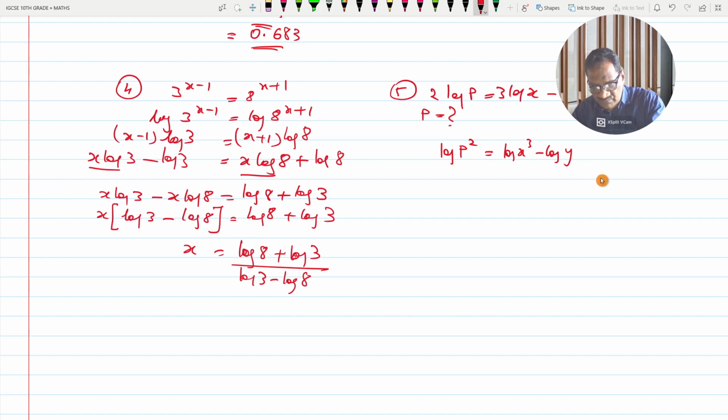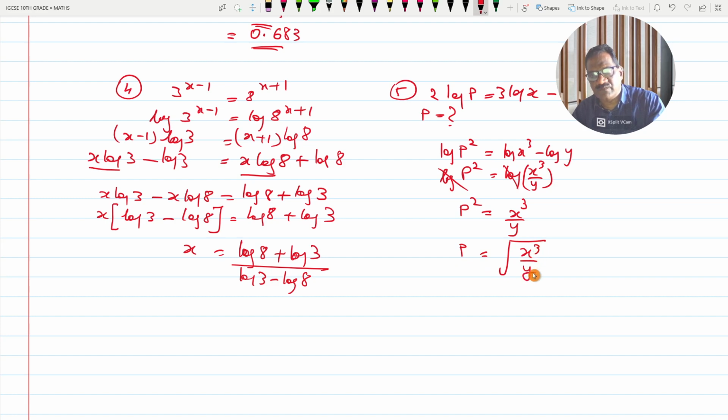Then what I'll do is, no, I'll not cut this out. Log of p square will be equal to log of, now this is the quotient rule I'm going to use, x cube upon y. Okay, so your p square, now you can cancel the log. p square will be equal to x cube upon y, and p will be equal to the square root of x cube upon y. So this is the answer for p.